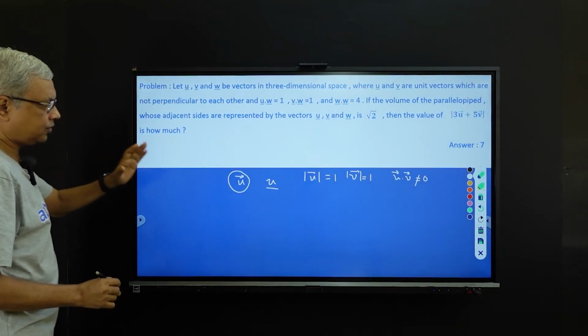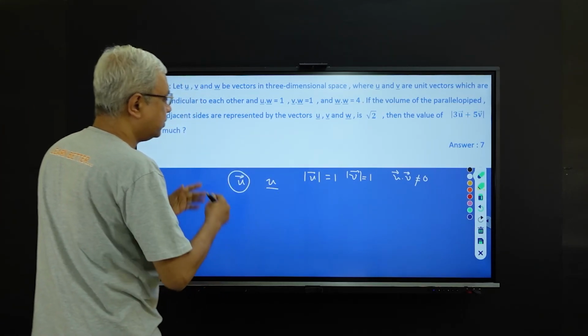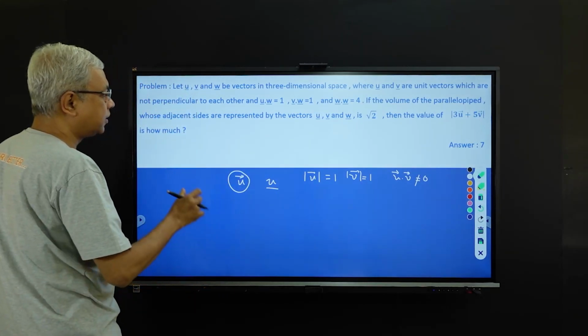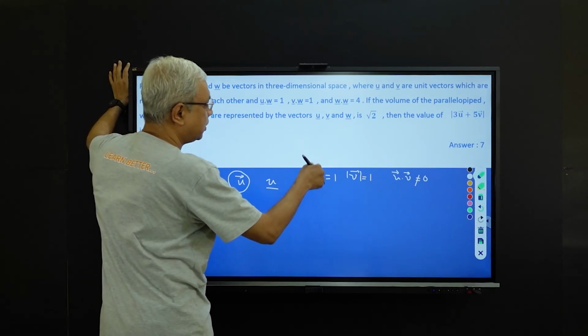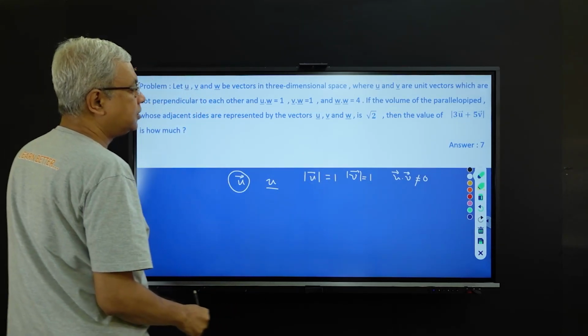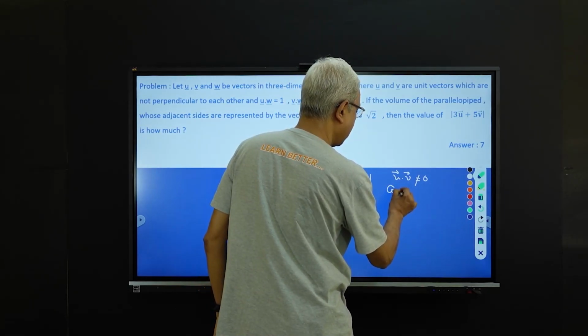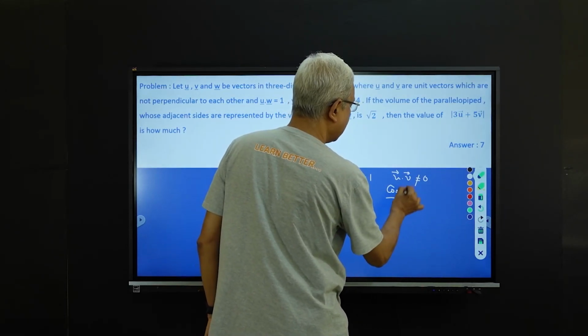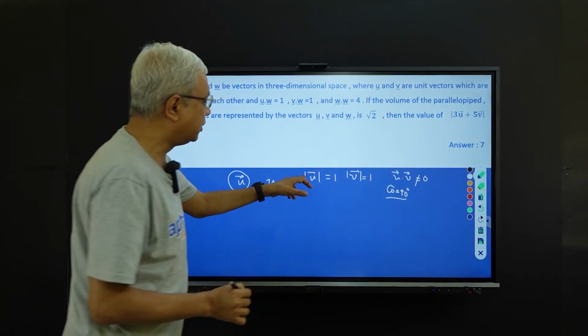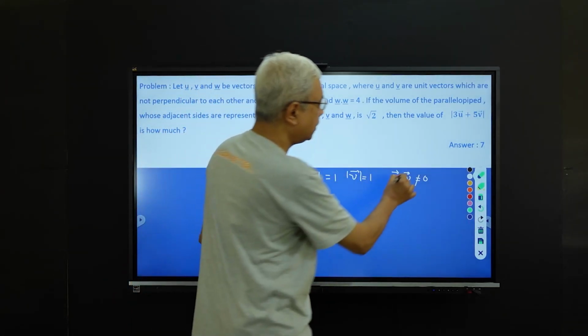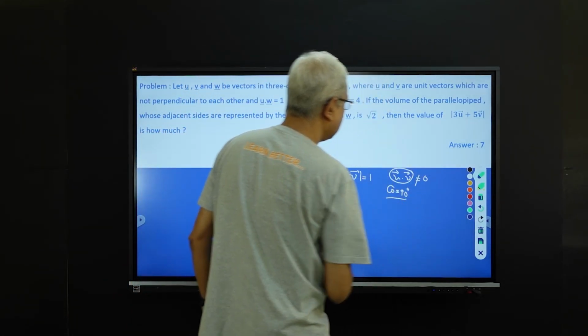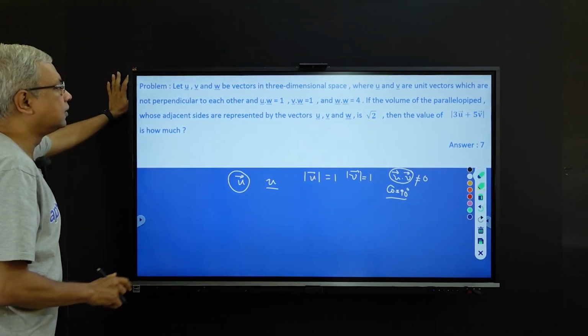Because they are not perpendicular, that means the angle between these two vectors is not 90 degrees. So therefore, cos 90 is 0 if they are perpendicular. And since the magnitudes of u and v are unity, u dot v is not equal to 0. This is given.